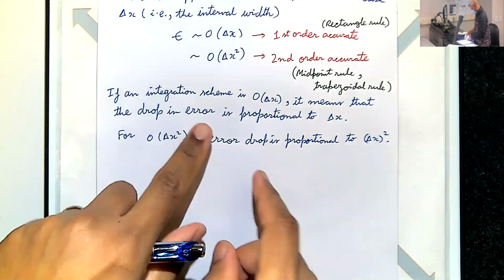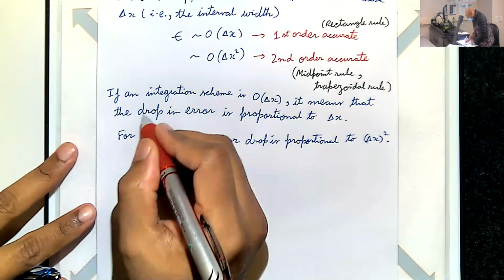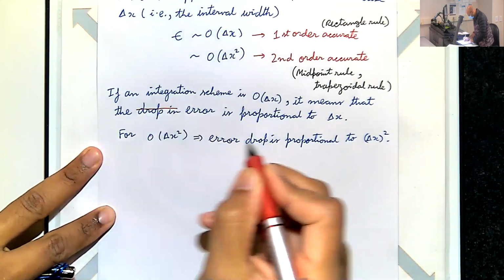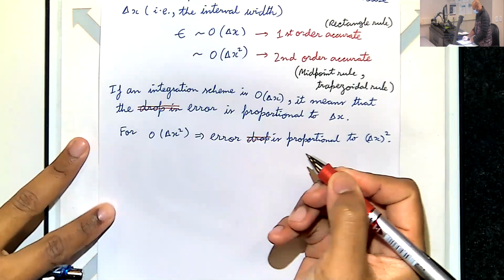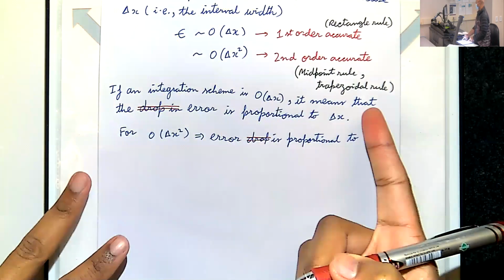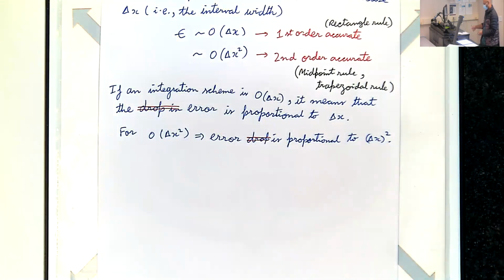You don't need to say drop in error. The error is proportional to. So let me just scratch out the drop. It's proportional. It's not equal. So don't say it's equal to delta x.